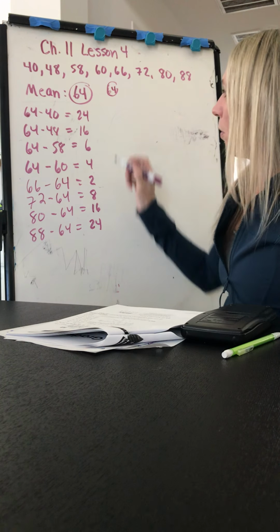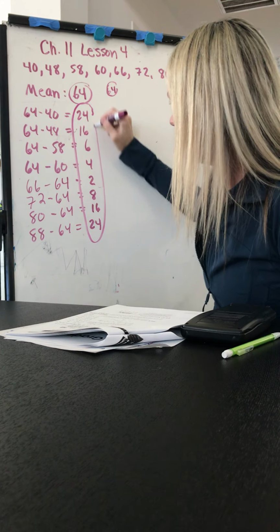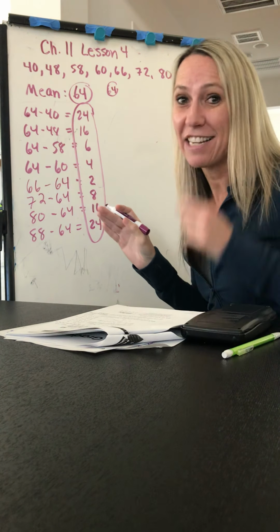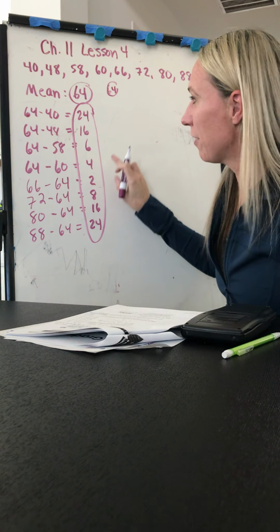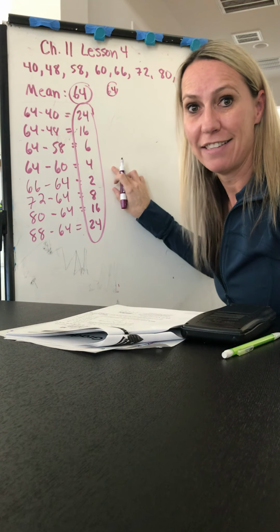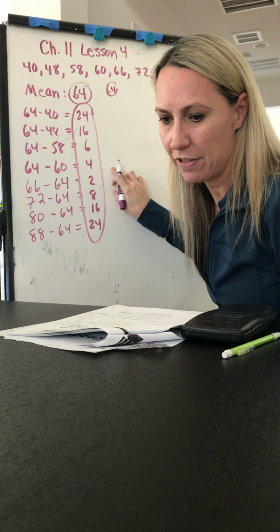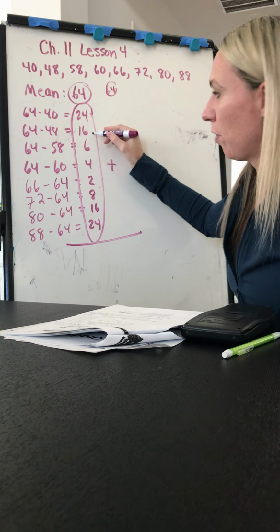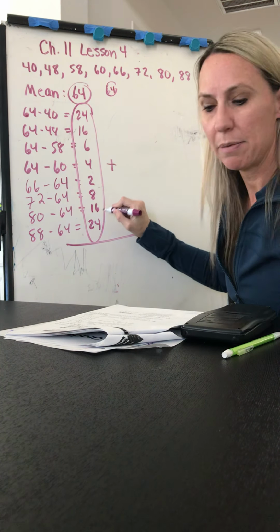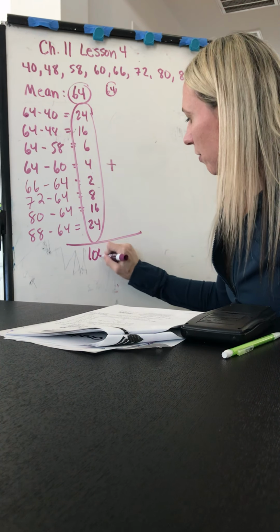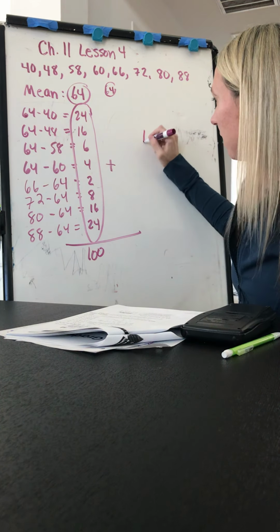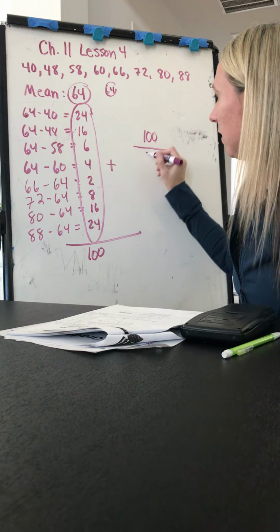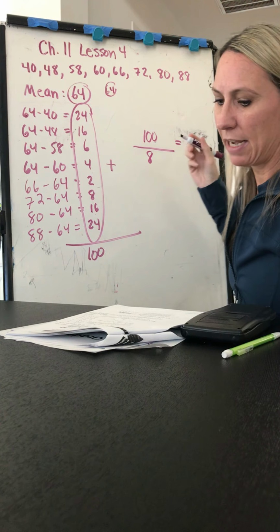Okay, so once we have all of these, which is after you subtract, you have to find the mean and subtract each piece of data. It's going to take a while to do this. Then we're going to find the average or the mean of all these deviations. So we're going to add all these together: 24 plus 16 plus 6 plus 4 plus 2 plus 8 plus 16 plus 24, and we get 100. Then to find the mean of this, we divide by how many numbers there are: 1, 2, 3, 4, 5, 6, 7, 8. And 100 divided by 8 is 12.5.